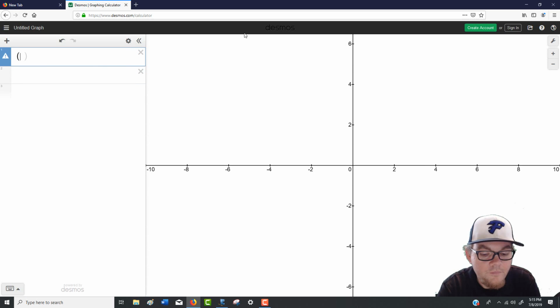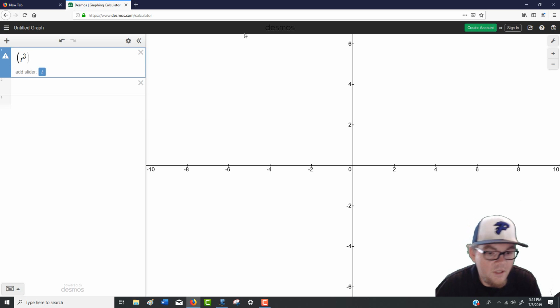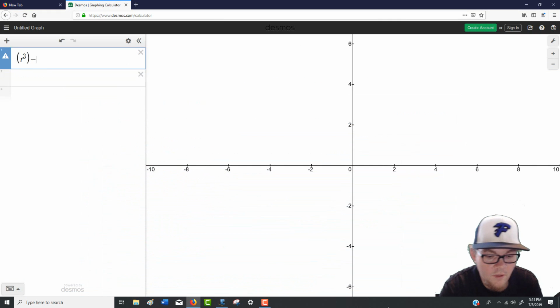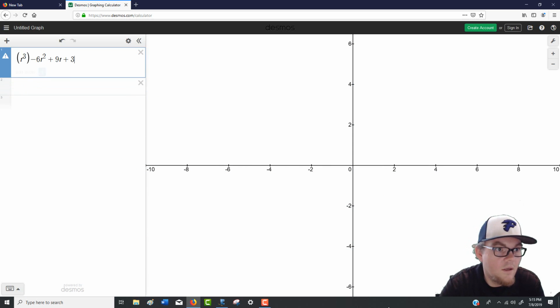So it says we're moving along the x-axis, which means there's no vertical movement whatsoever with this guy. So it was t cubed minus 6t squared plus 9t plus 3. I need to go check this really fast. I don't think I have this right.